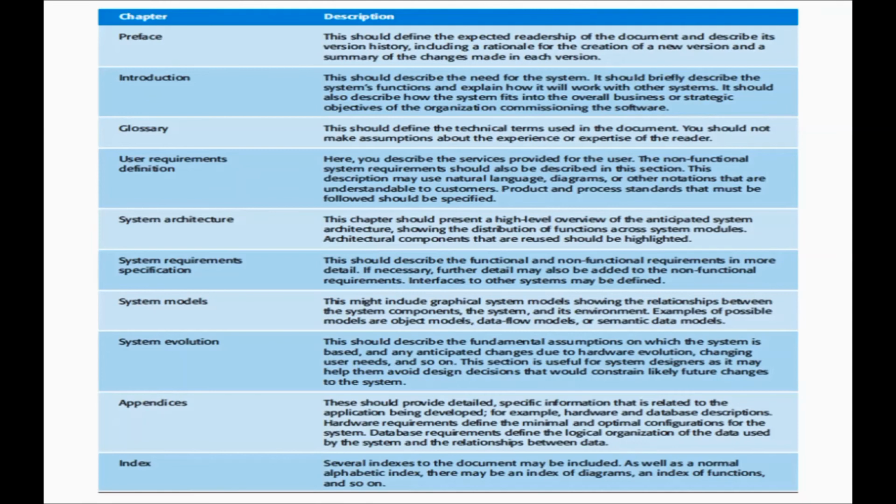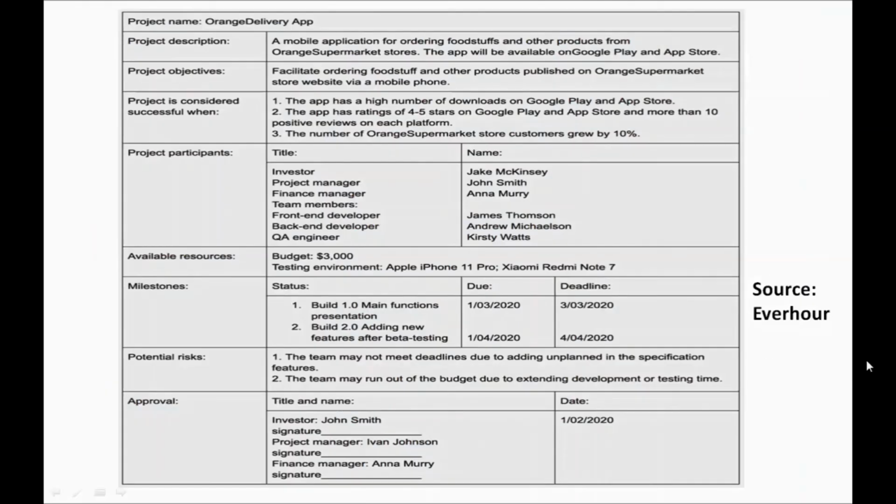So next we will discuss one simple requirement document, a real world example of a requirement document. This is the requirement document of an Orange delivery app. This is a mobile application, a mobile app used for ordering foodstuffs. The app name is Orange delivery app. So you see here, this is the requirement document for that Orange delivery app.